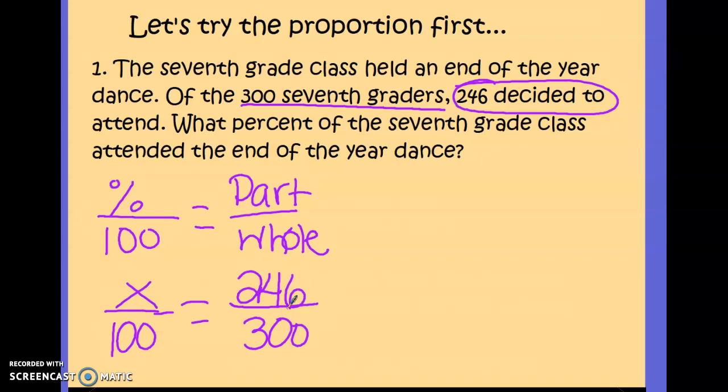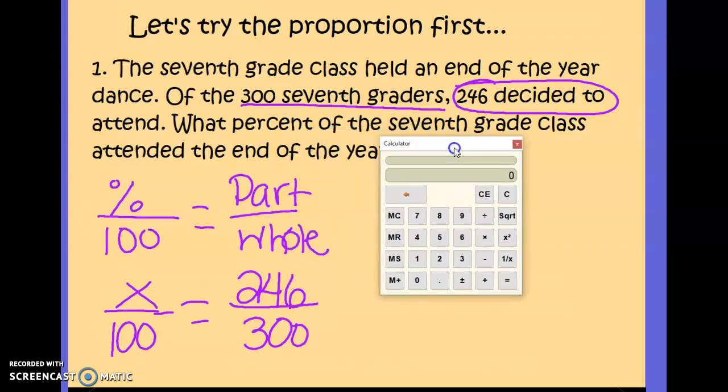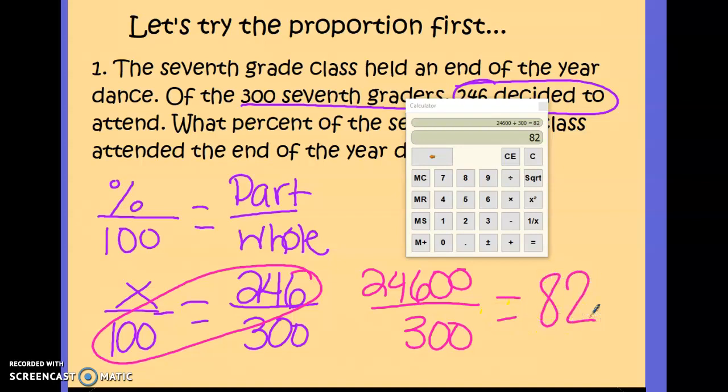And then we're just going to solve using our calculator. Remember we cross multiply. So I'm going to cross multiply these two numbers, 246 times 100, and then take that number, 24,600, and divide it by 300, which gives us 82. Since I'm looking for my percent, this is 82% of the students attended.